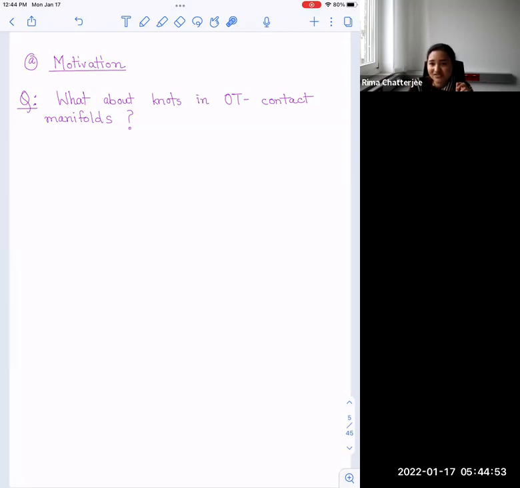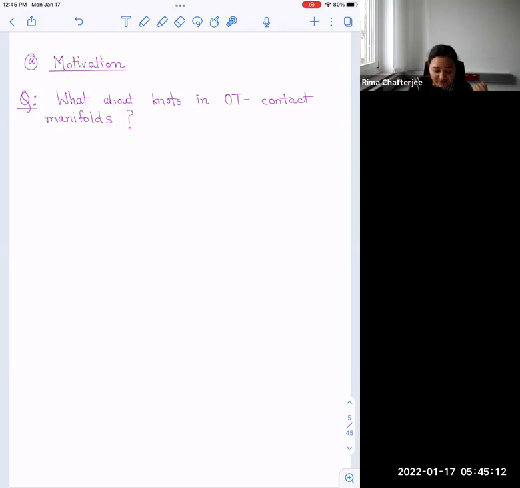In fact, the knots in overtwisted contact manifolds are very, very mysterious, and their classification is very, very non-trivial. They are also much less explored. We don't know a lot about these knots.